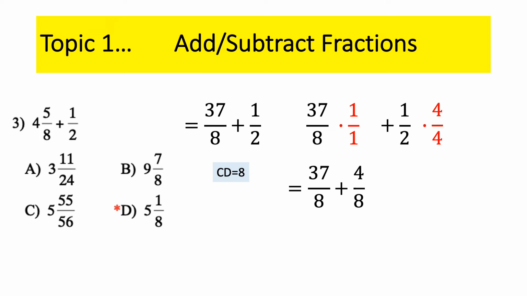All right, we have common denominators. Let's add 37 and 4. It's 41. Okay, look at the answers. Maybe 41 over 8 is an answer. It's not, but they're all mixed numbers. So let's see. 8 goes into 40 5 times with 1 left over. 5 and 1/8, that is answer D.